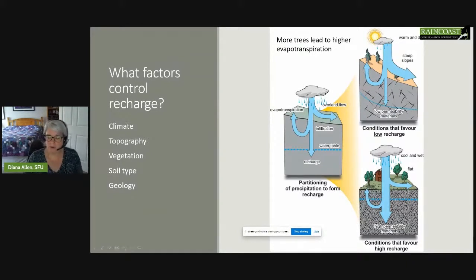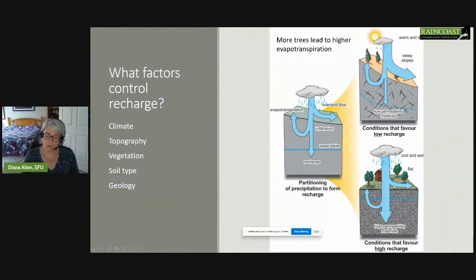So just as a very simple illustration on the right, when precipitation lands on the ground surface, it partitions. So some of the water will go as overland flow or runoff. Some of the water, as I showed on that last slide, will be lost to evapotranspiration, either directly from the soil zone or from the trees and plants that are on the land surface. And whatever the balance is will infiltrate down and become part of that groundwater recharge.